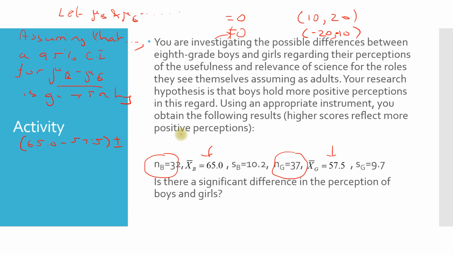Plus or minus the critical value. The critical value is based on the normal distribution because both sample sizes are large. And if we are computing in 95%, I think this should be clear that it is 1.96. I don't think we need to get into that again. Times the root of what? The root represents the standard error here of x bar: s squared b over n b plus s squared g over n g. So in other words, it is 10.2 squared divided by 32 plus 9.7 squared divided by 37.